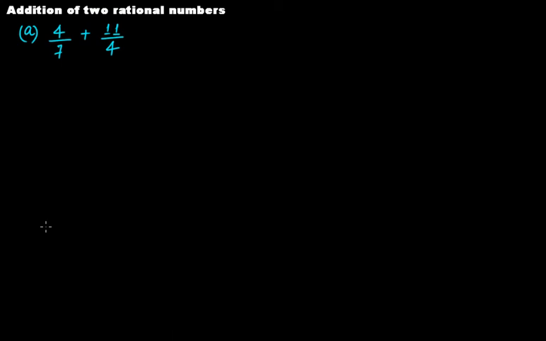How to add two rational numbers. We have two rational numbers here, 4 over 7 and 11 over 4. We have to add these two rational numbers. Now, the first step is that you first find the LCM of denominators, that is 7 and 4.